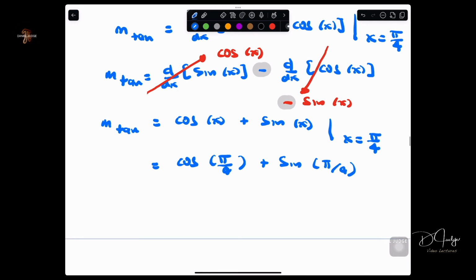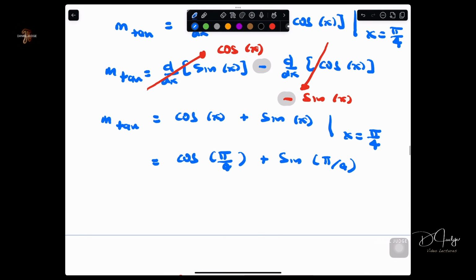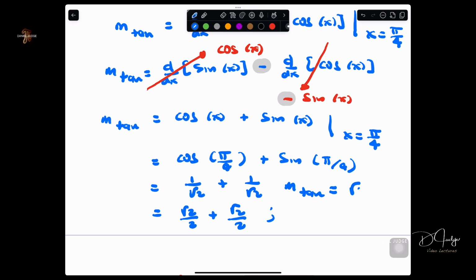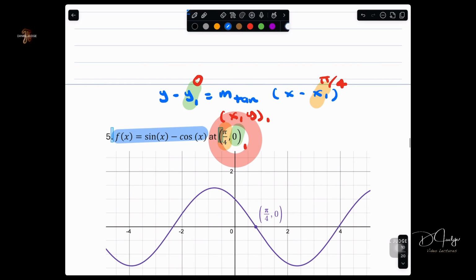Okay. And we've seen from the past that this is 1 over the square root of 2 plus 1 over the square root of 2, which is actually going to be the square root of 2 over 2 plus the square root of 2 over 2. So m tangent is simply the square root of 2. So this value goes up here.